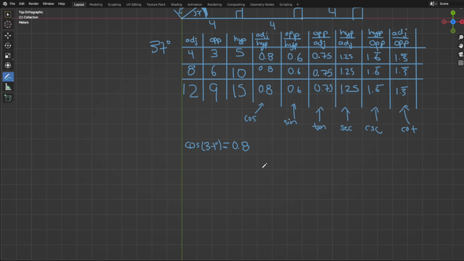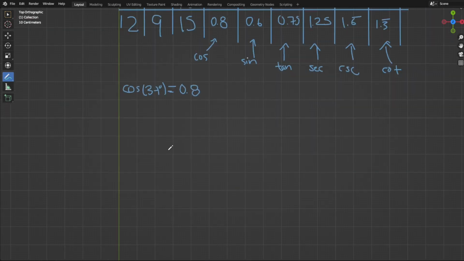And what people did is they created another table of this. They have the cosine table, and we'll call this one theta, the angle, and then they have the cosine of theta.